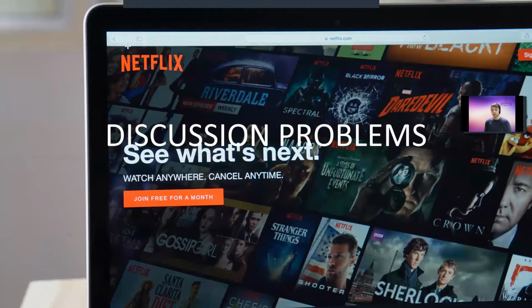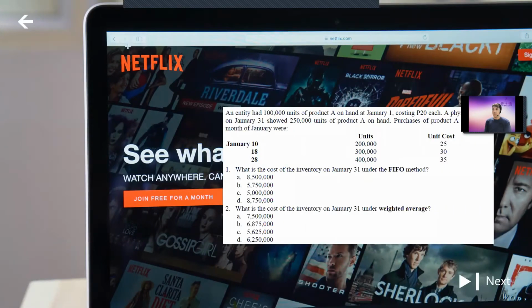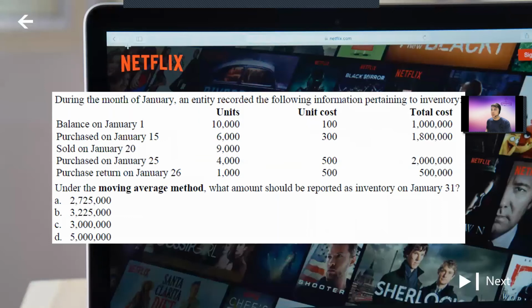Now, let's apply it through discussion problems. So let's have problem number one. Let me read the requirement. Under the moving average method, what amount?